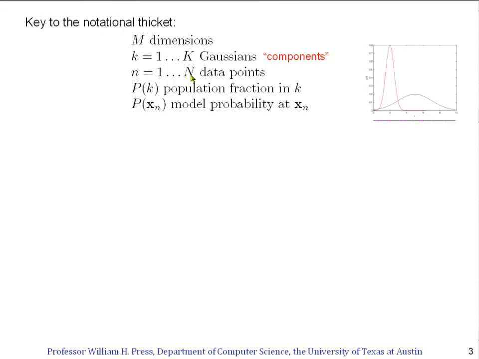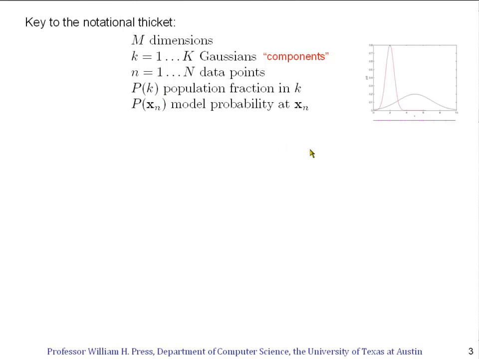Now one of the things we're going to try to get out of this model is what is the fraction of the total number of events that is in each component. And we're going to call that P of K. K, as you see up here, indexes the components, and P of K is a probability. It's the probability that a point drawn at random is actually in the kth component.